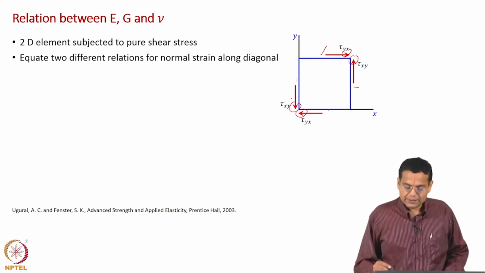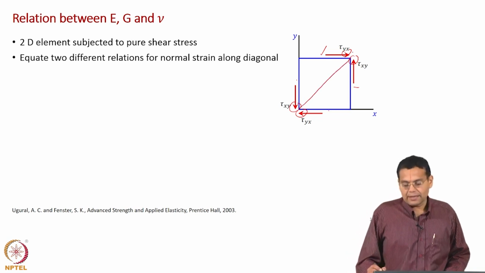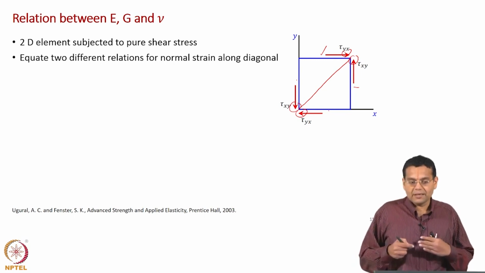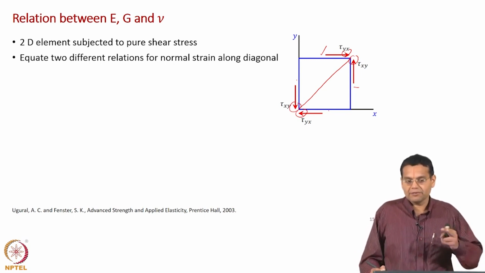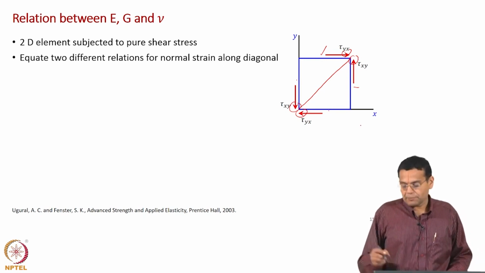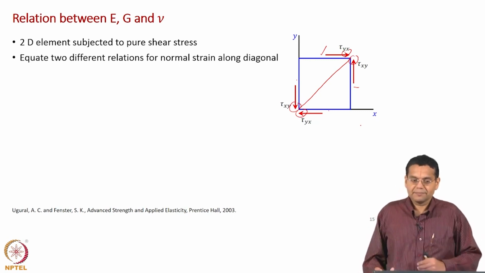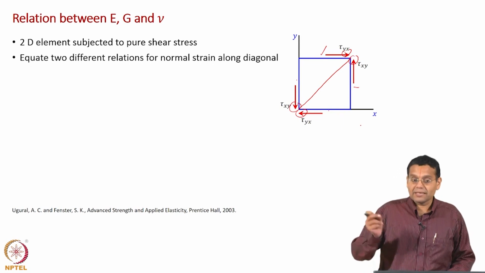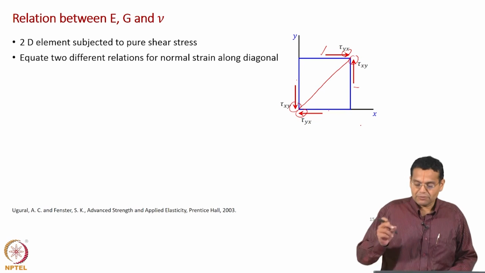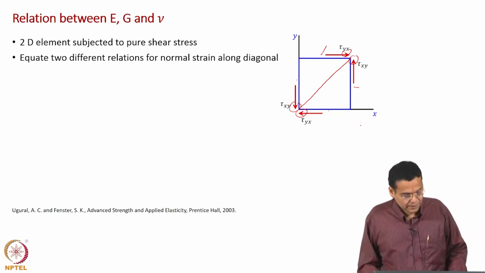What we are going to do is consider the diagonal and then derive an expression for normal strain along the diagonal in two different ways and equate them. What do we mean by that? When you apply this shear stress, the diagonal elongates. So, which means there is a normal strain along the diagonal, and we are going to derive an expression for this normal strain in two different ways and equate it. That is the overall idea.